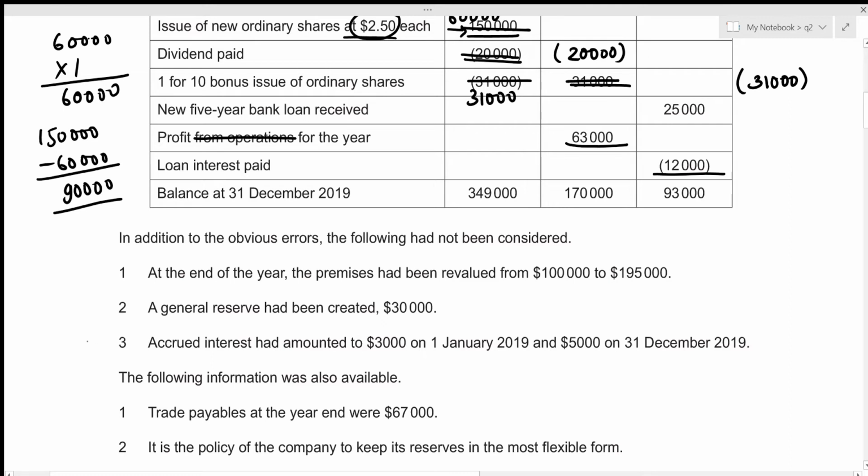Then on the third point, we can see that we're given information regarding accrued interest. And accrued interest amounted to 3,000 on 1st January 2019 and 5,000 on 31st December 2019. Okay, so we need to adjust this as well, right? So what we know is that we paid 12,000 in this particular year, right? Which is the information given right here. And we know that accrued interest on our opening date was 3,000. So this is just the amount yet to be paid for the previous year, right? So this should not be included in this particular year since this relates to previous year.